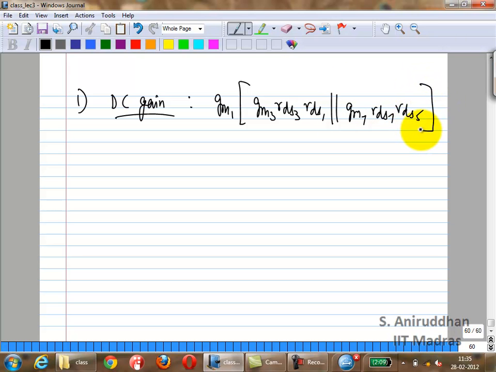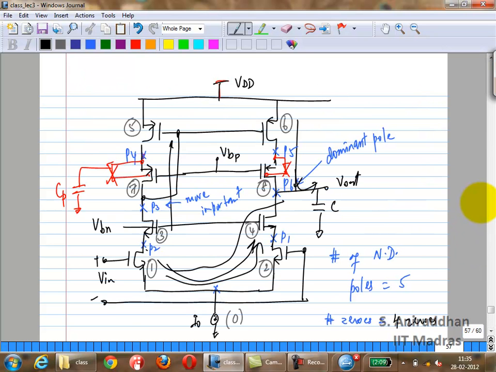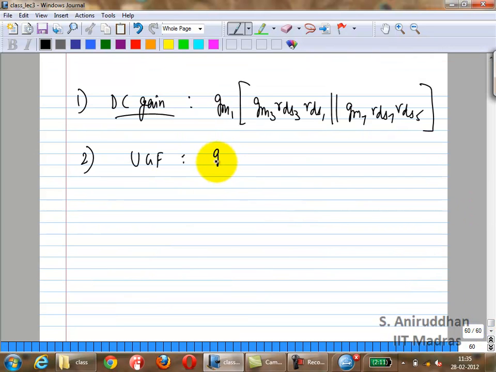Okay, this is the DC gain, which is definitely larger than what we had before. What is the unity gain frequency? GM1 by C. Same as before, no change. So you guys are going to go home and calculate the non-dominant poles and zeros. Okay?